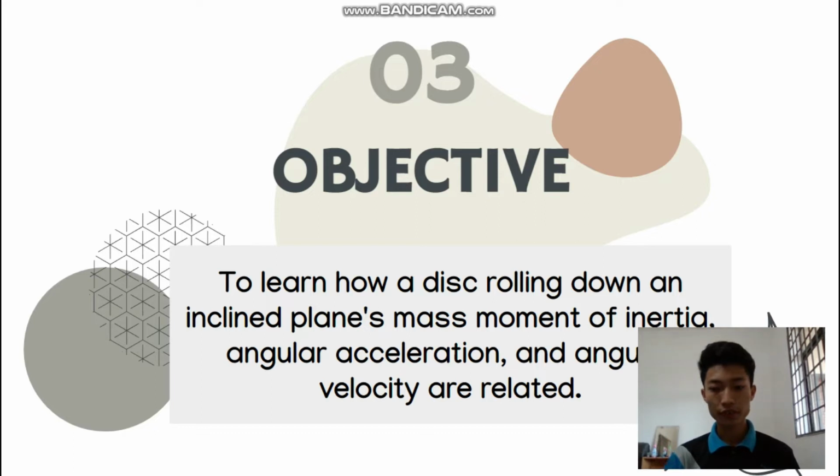The objective of this experiment is to learn how a disc rolling down an inclined plane's mass moment of inertia, angular acceleration, and angular velocity are related.